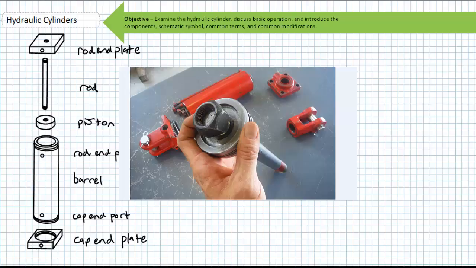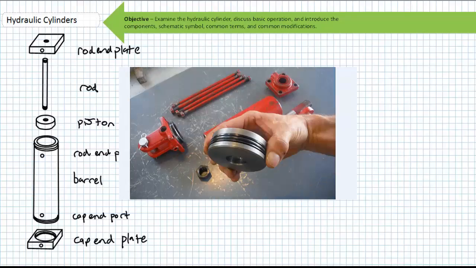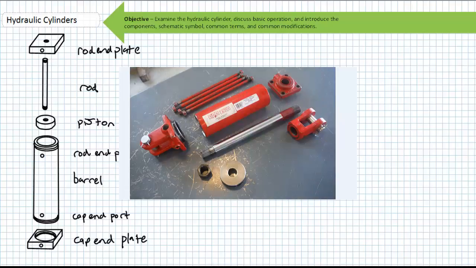The threaded rod is attached to the piston with a nut. We could unscrew the nut and pop the piston off. You could see the O-ring and backup ring sandwich inside the groove on the perimeter of the piston. This is the dynamic seal between the barrel and the piston that separates the rod end from the cap end and vice versa. There you have it.